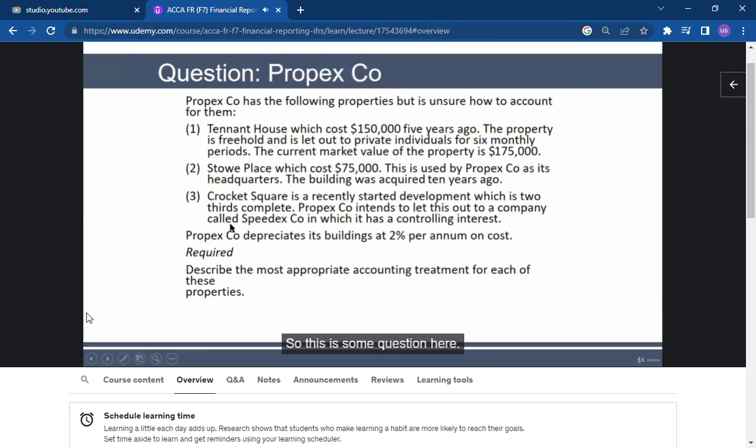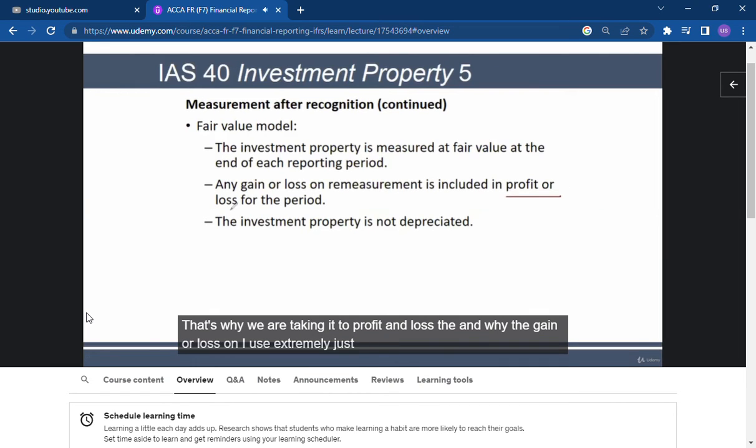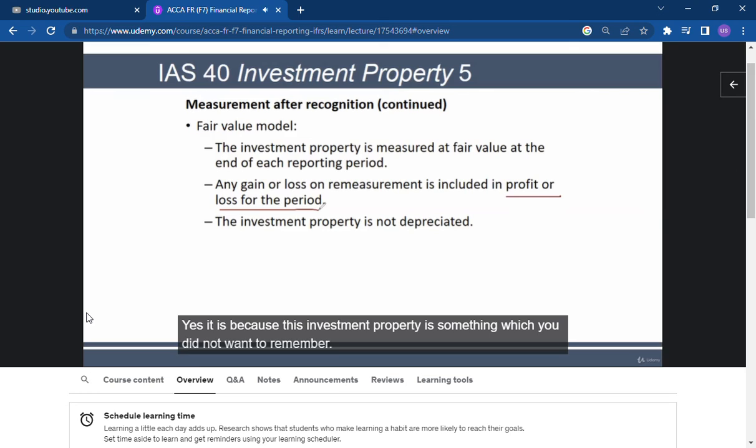So this is a question here. You may ask me, why do we take it to the P&L part? This is a question you should be asking: sir, why are we taking it to profit or loss for the period, and why do we charge the gain or loss on IAS 16 to OCI? There should be a reason. Why are they making that difference? Is there some reason for that? Yes, there is. Because this investment property is something which you did not want.